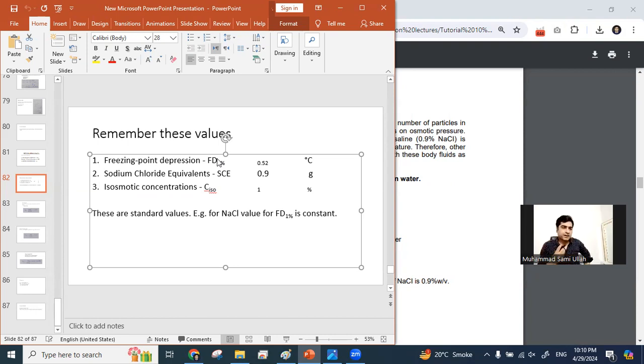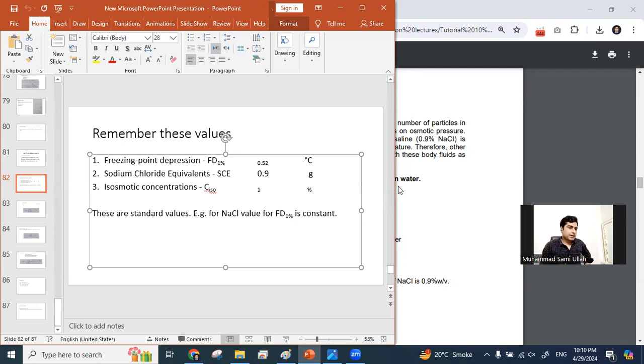When we have the value of isosmotic concentration of NaCl, this will be in percent. When we have the NaCl value in sodium chloride equivalents, this is going to be in gram. And when we talk about the freezing point depression value of NaCl, we will be talking in degree centigrade. So very simple. This is just for concept. These three values I want you to remember. And I don't think these units are going to confuse you in these types of questions. They are really simple.